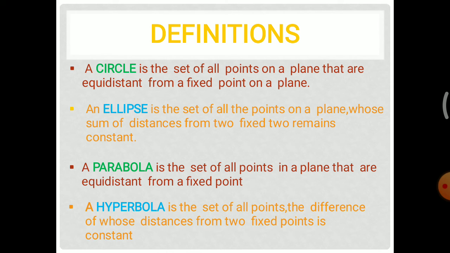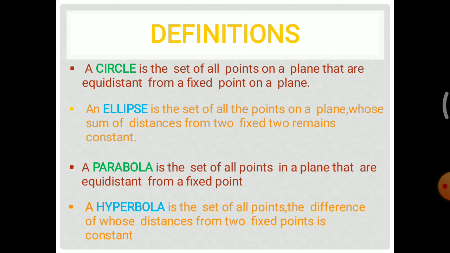An ellipse can be defined as the set of all points on a plane whose sum of distances from two fixed points remains constant. The two axes are known as the major axis and minor axis, so that we can clearly define the classification of ellipses and methods in the ellipse.